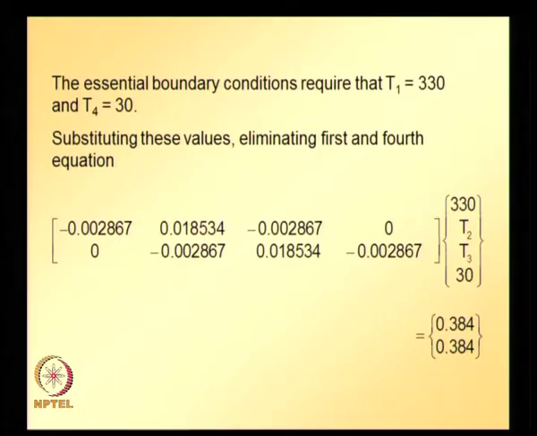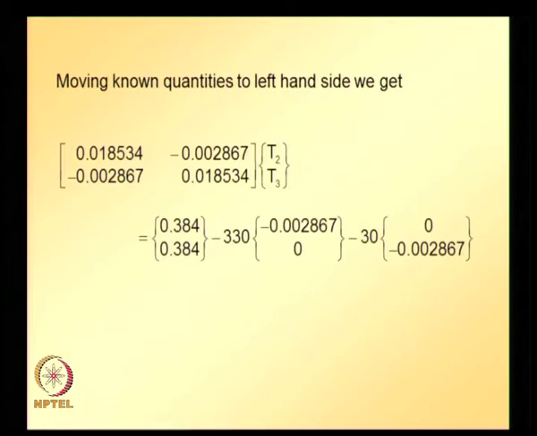which we can manipulate by moving the known quantities to the left hand side, and we obtain this equation, and solving this equation we can obtain T2 and T3. So, the solution for T2, temperature at node 2, and temperature at node 3 are given in the slide there.